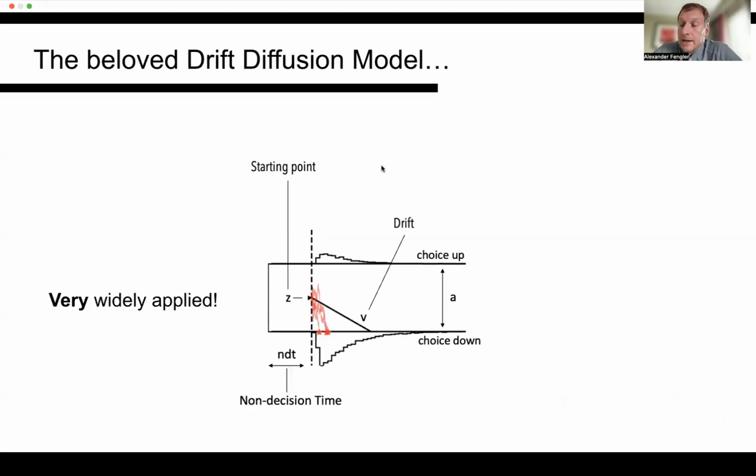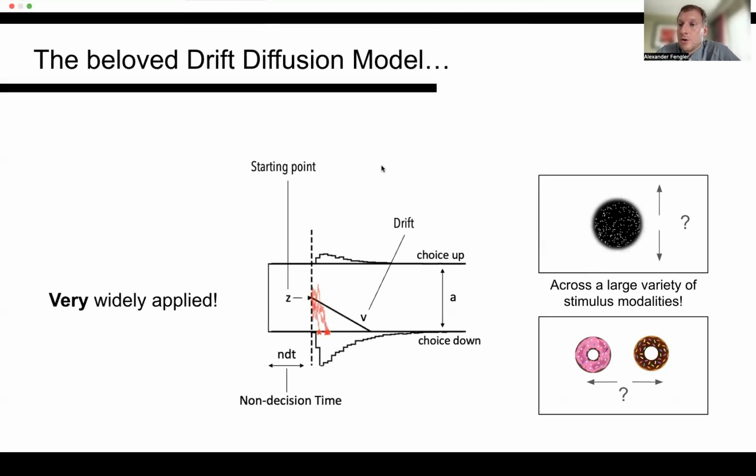Let me start without explaining anything in detail, given the audience of this conference, with our beloved drift diffusion model, which is a very widely applied model, and it attempts to model reaction times and choices jointly using very few but interpretable parameters that can be nicely linked to latent aspects of the cognitive process that may be involved in deciding over the dominant direction of motions in a dot motion task, very canonically. But it is really a model that is applied across a large variety of stimulus modalities, including such decisions as which of two particular donuts do I prefer.